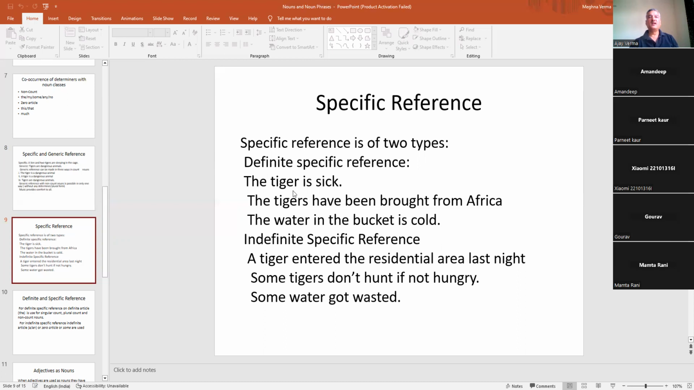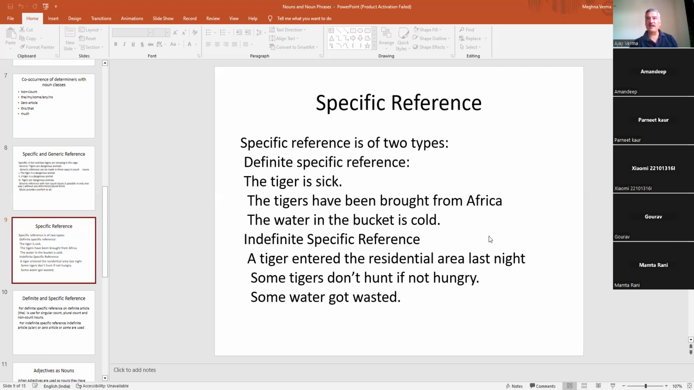The tiger is sick. The tigers have been brought from Africa. The water in the bucket is cold. Indefinite specific reference: a tiger entered the residential area last night. Some tigers don't hurt if not hungry. Some water got wasted.